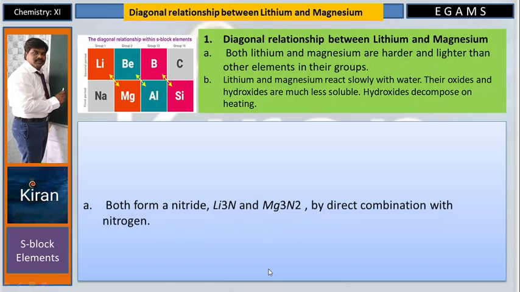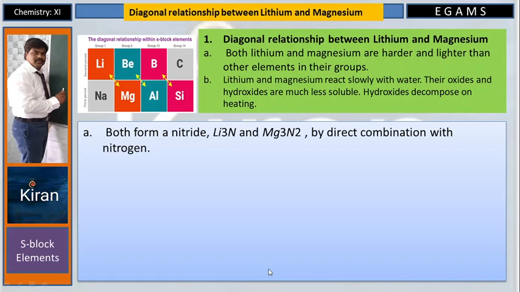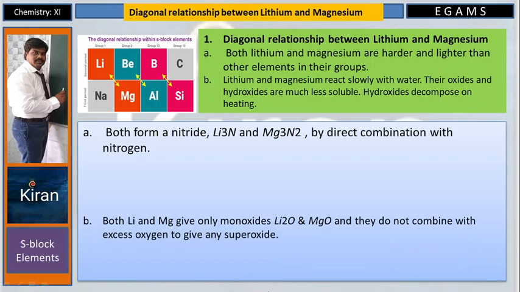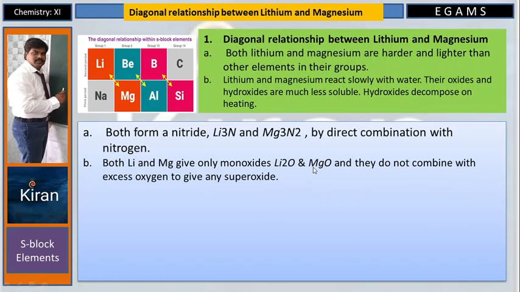Some more properties. Both form nitrides, for example lithium nitride and magnesium nitride, by direct combination with nitrogen. Both lithium and magnesium give only monoxides, for example Li2O and MgO, and they do not combine with excess oxygen to give any superoxides.